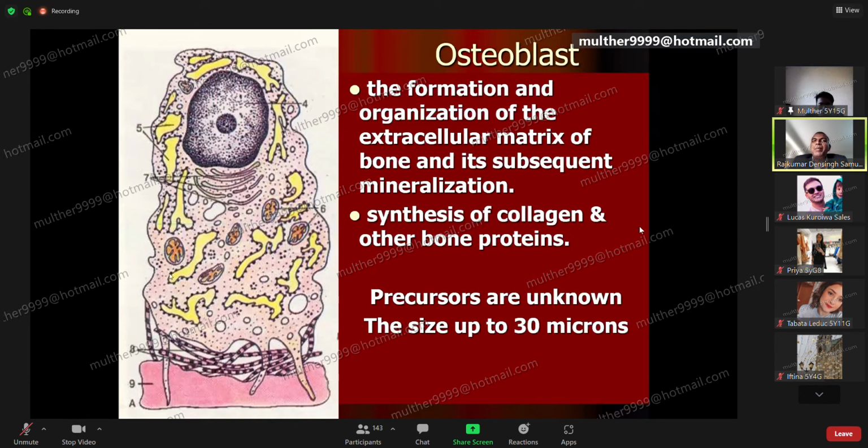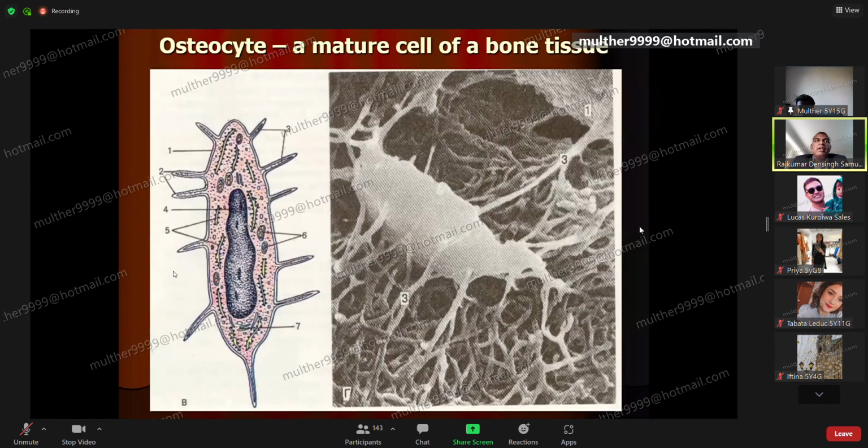They help in mineralization of the bone. Next we can see osteocytes. Osteocytes, I told you, are the structural and functional unit of a bone. They have very long flagella-like things. So what is the use of this? As long as the bone has osteocytes, that bone is a viable bone.